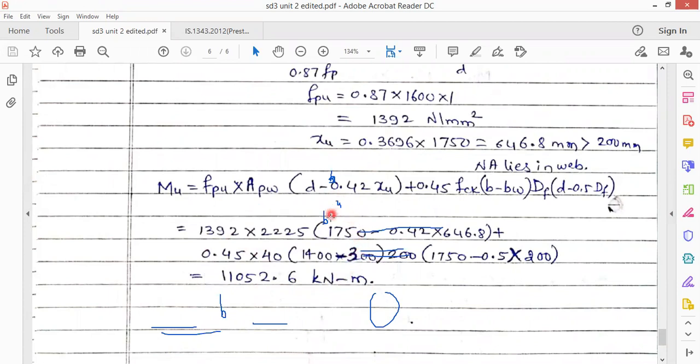So this is one small part in the design part of our problems. So after this moment calculation, we need to go for the shear force calculations. Again, that shear force calculation will be, again, we are using that in the design part. So that part we will see in the next class.